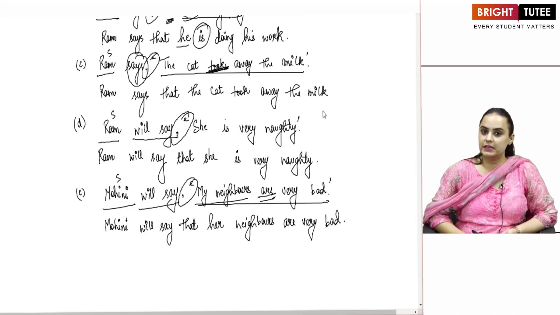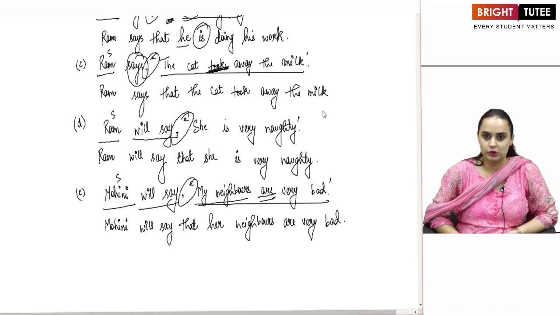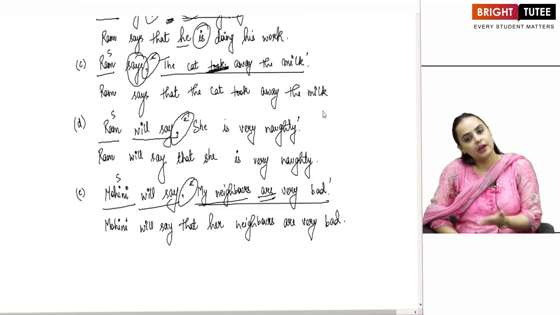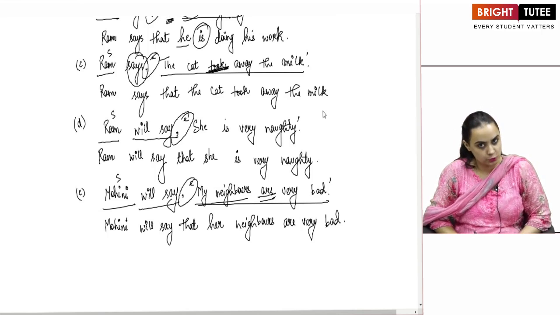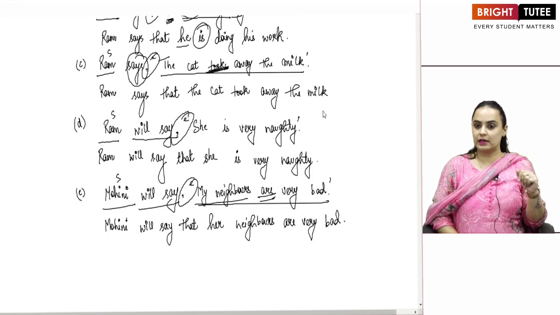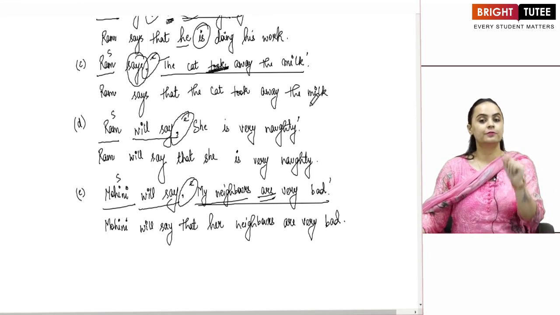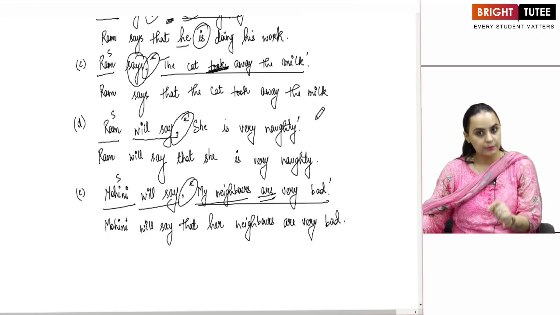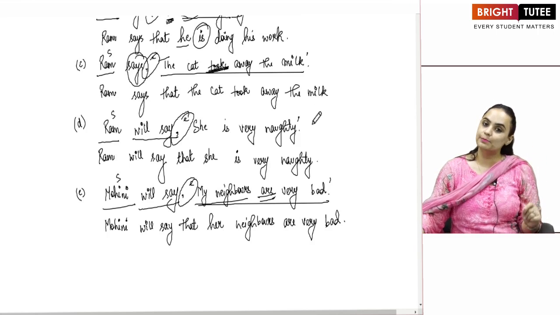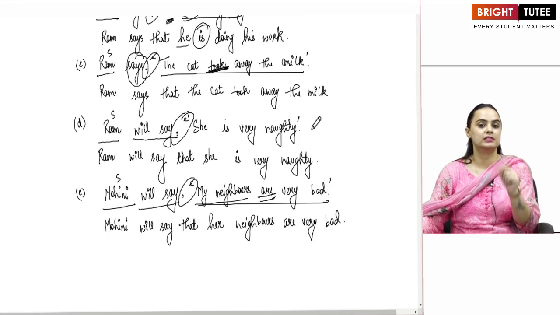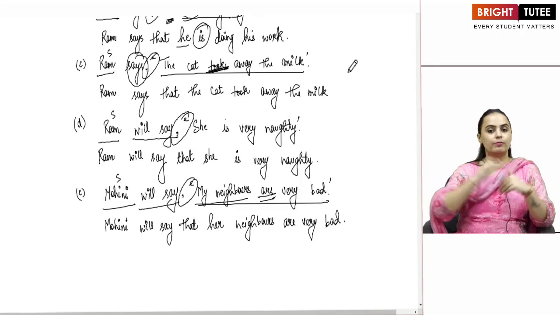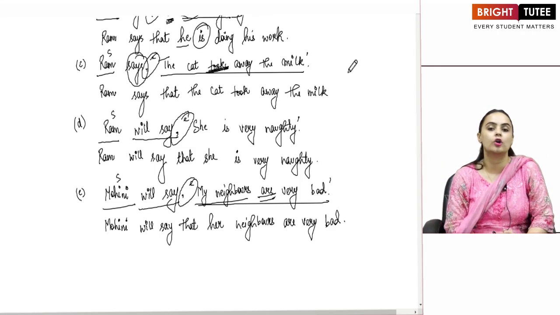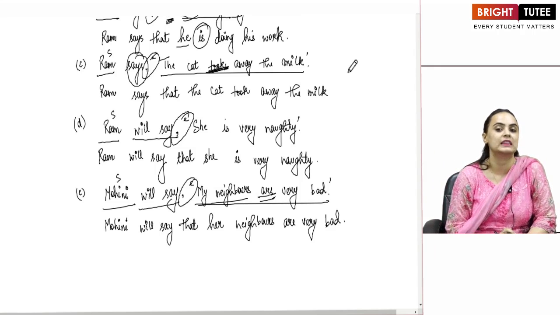In the direct speech, my tense was are, which is present tense. Therefore, it remains the same in the indirect speech. So, the first rule that we have learned: if the reporting verb is in either simple present tense or the simple future tense, then the tense of my reporting speech will not change. It will remain the same.